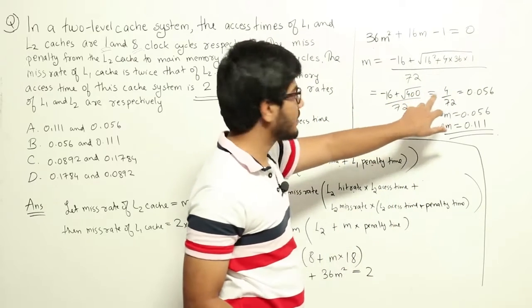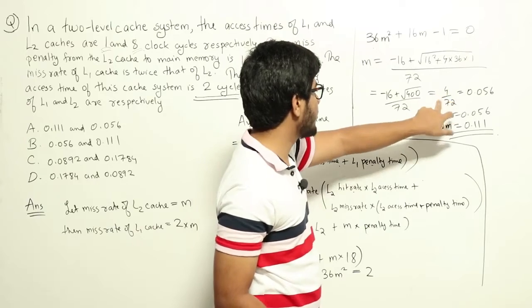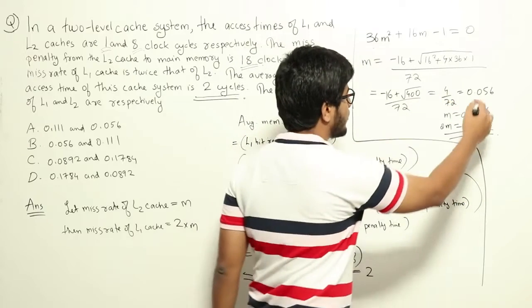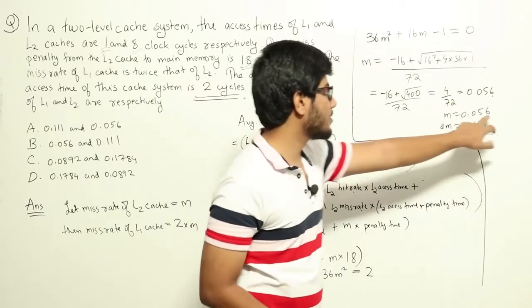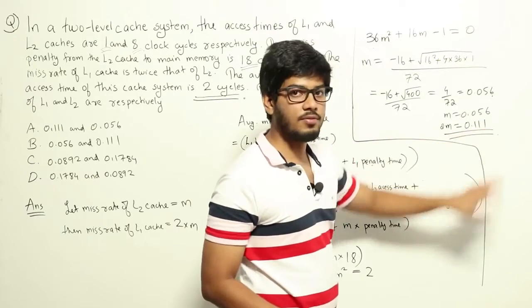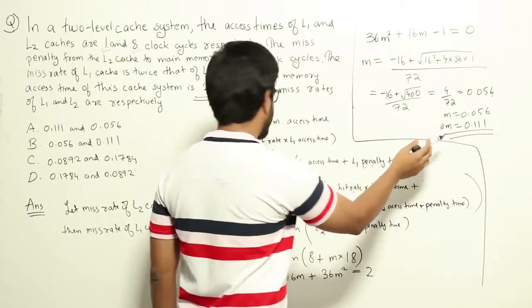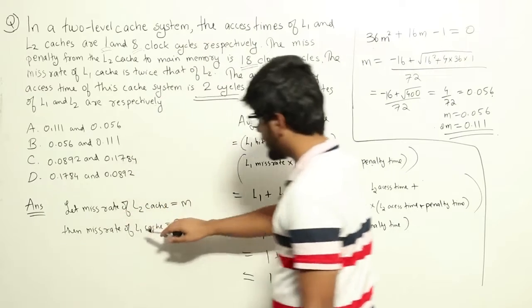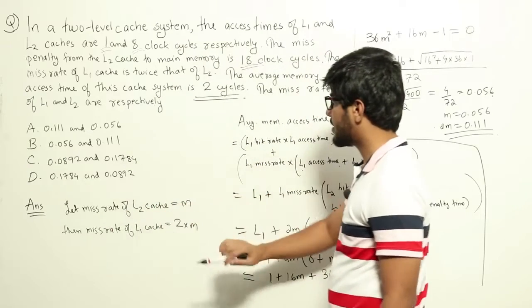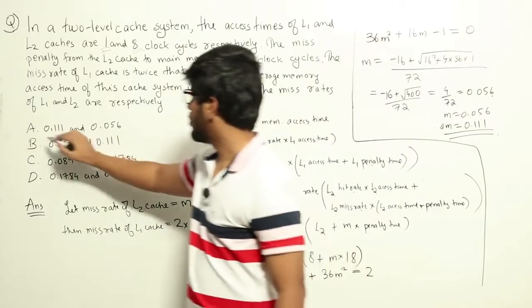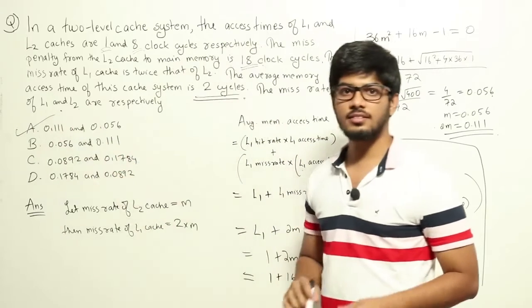Root of 400 is 20. So 20 minus 16 is 4. This is 4 by 72, that is 0.056. So m is 0.056, meaning 2m is 0.111. 2m was the miss rate of L1 cache and m was the miss rate of L2 cache. So option A is the right answer.